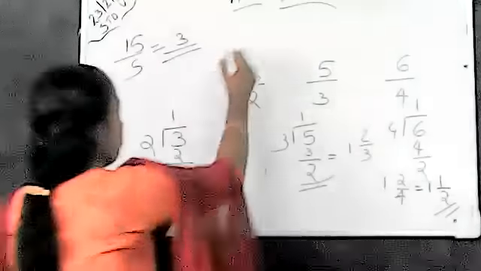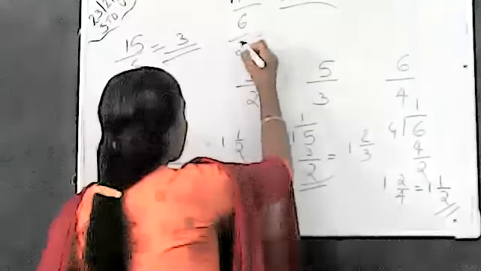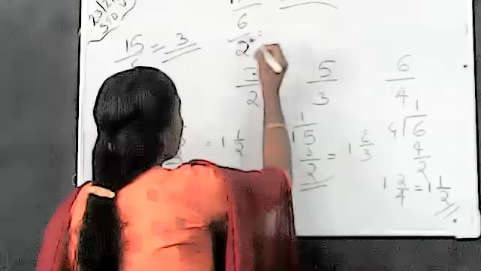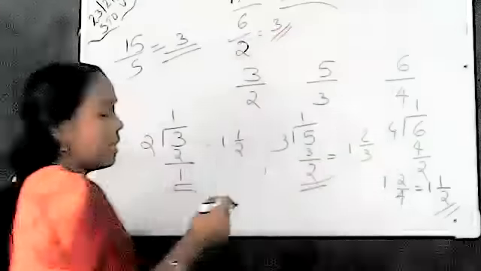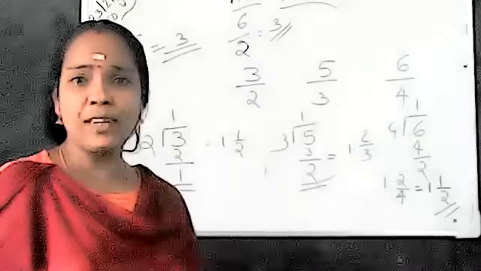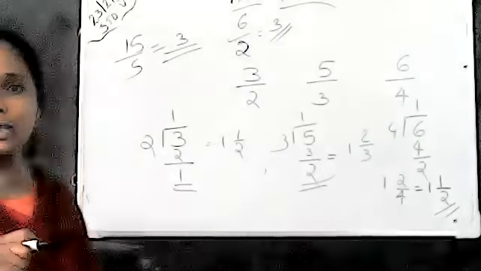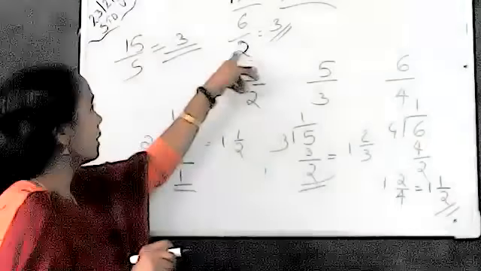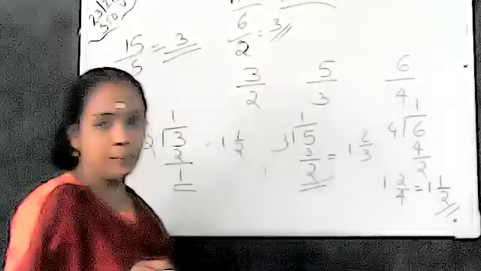Okay. 6 by 2. What is the answer? 6 by 2 goes down to 3. This is an improper fraction, but we can't convert it to a mixed fraction. This has a common factor, so the answer is 3.